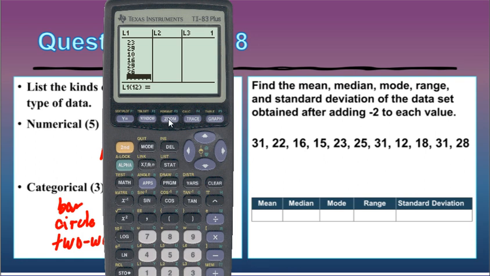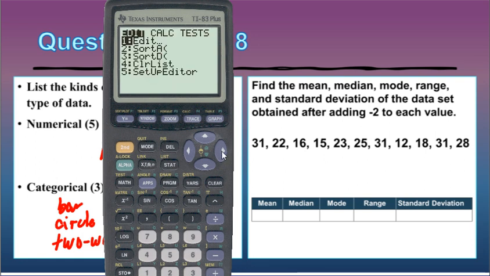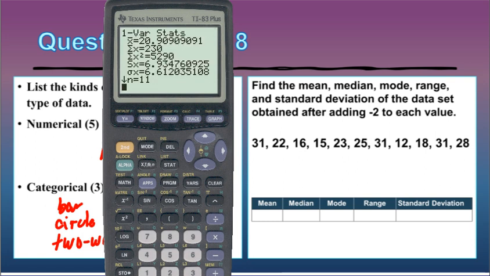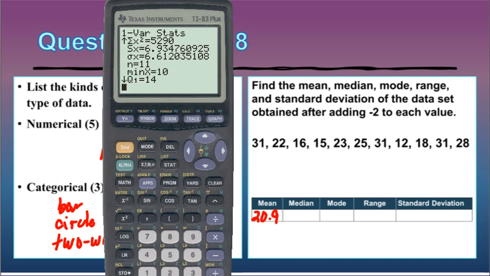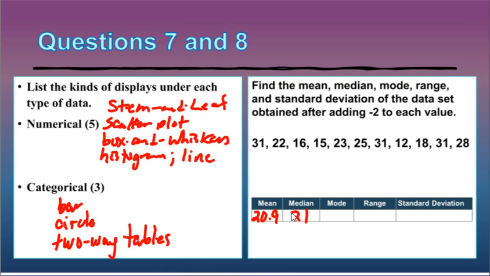Once I have my data in there, I hit Stat, Calculate, number 1, Enter. So the mean, the average, to 1 decimal place, this would be 20.9. The median, if I scroll all the way down, the median was 21. The mode, the number that appears most often. So if I look at my original numbers, I do see 31 appears 3 times, but remember, I had to subtract 2, so that would be 29.